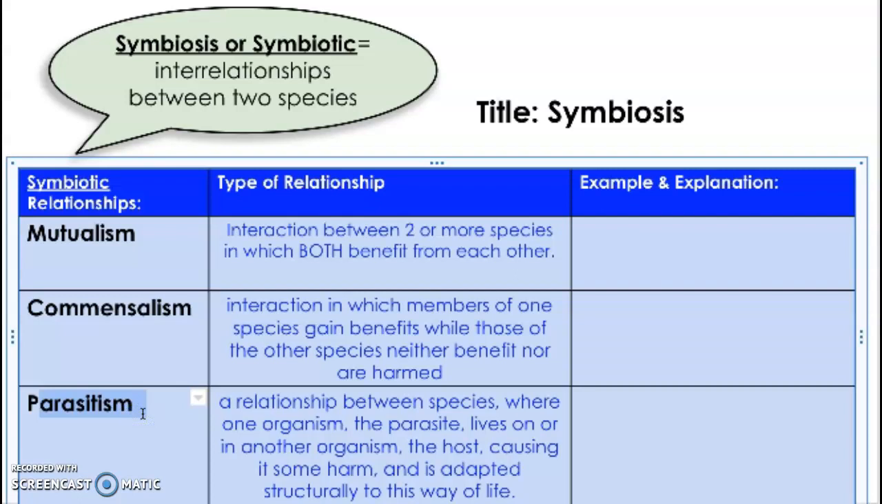Parasitism is a relationship between species where one benefits, but the other one is harmed. Okay? And usually the parasite that is involved lives in another organism and it causes some sort of damage or some sort of harm to the organism. So what we're going to do is I'm going to show you a Brainpop video, and your job is to fill in this area right here with examples, okay? You could also write an explanation, but an example will be fine.